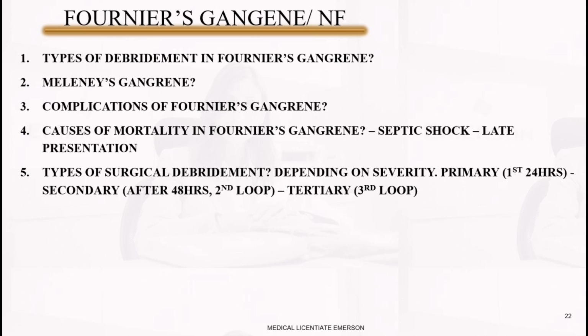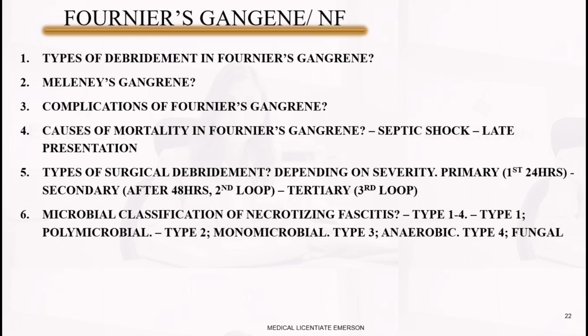So we can have primary debridement, which is done in the first 24 hours. Then we can have secondary debridement, which is done after 48 hours, which is the second look. Then we have tertiary debridement, which can be done in the third look. So there are a lot of classifications, so this is depending on severity. Then microbial classification of necrotizing fasciitis. So we have type 1 to 4, that's the classification. So type 1 polymicrobial, type 2 monomicrobial, type 3 anaerobic, type 4 fungal, that's the classification.